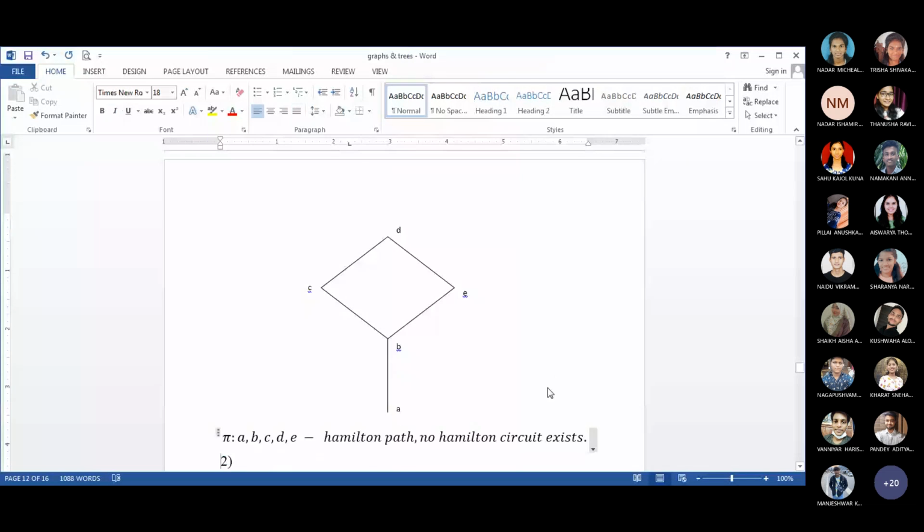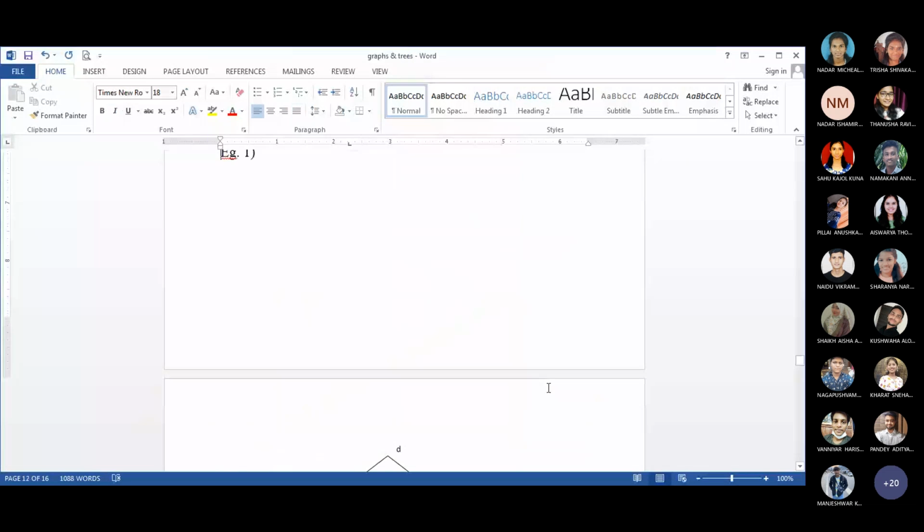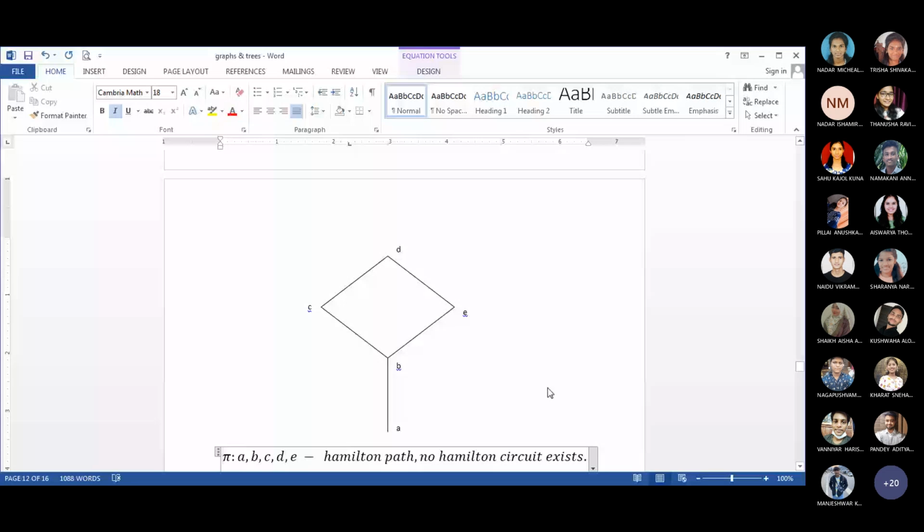Okay, this is an example in which we can have a Hamilton path, but we cannot have a Hamilton circuit. We have written the example. See, path starting from vertex A से B पे गया, B से C पे गया, C से D पे गया और D से E पे गया. So that becomes a Hamilton path. This is not a Euler path.